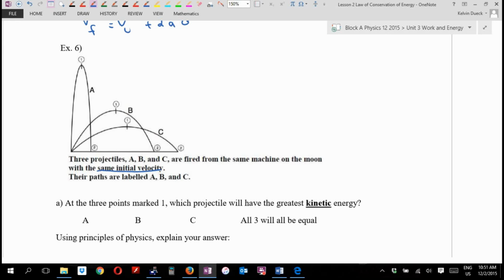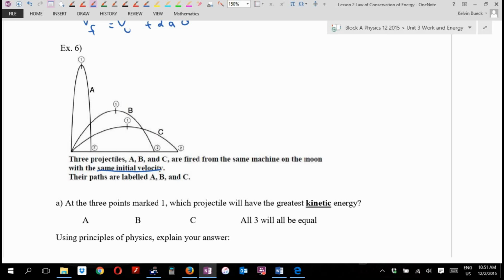Who says D? Well, the third answer. We've got about a 50-50 split. Convince me. What did you pick? I think C. C? Convince me. Because you have the same initial velocity, but at the peak of the hill, A and B have more potential energy, so C has to have more kinetic.